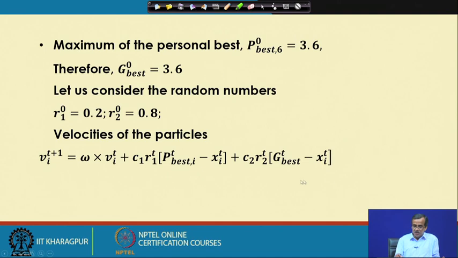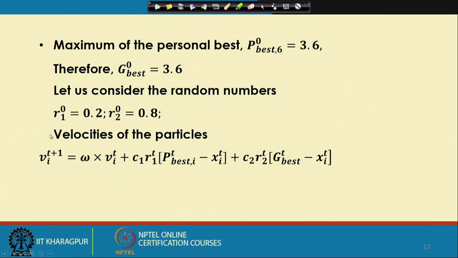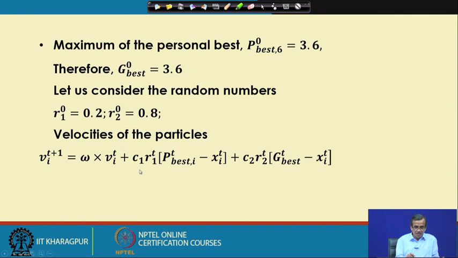Now, I am in a position to find out the numerical value for the updated velocity, that is V_i corresponding to the (t+1)th iteration, which is nothing but W multiplied by V_i^t plus C1 R1^t (p_best_i^t minus x_i^t) plus C2 R2^t (g_best^t minus x_i^t). t indicates the iteration number. It is not the power, it is the superscript.